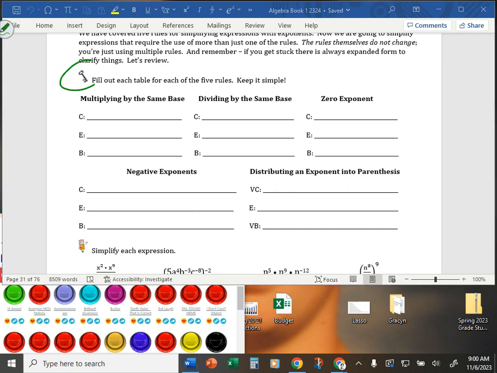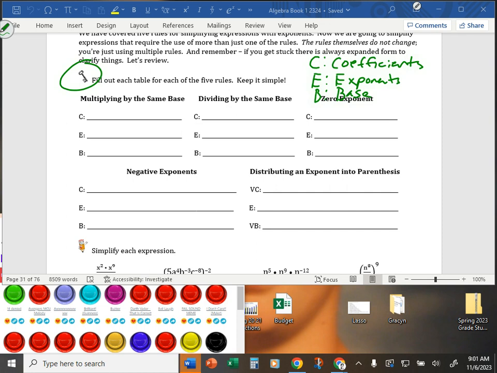This is a key point. It can go on a help sheet. It's a nice summary of all the rules that we've talked about. In this, C refers to what happens to the coefficients. E refers to what happens to the exponents. And B refers to what happens to the base. So, in multiplying by the same base, what happens to the coefficients?